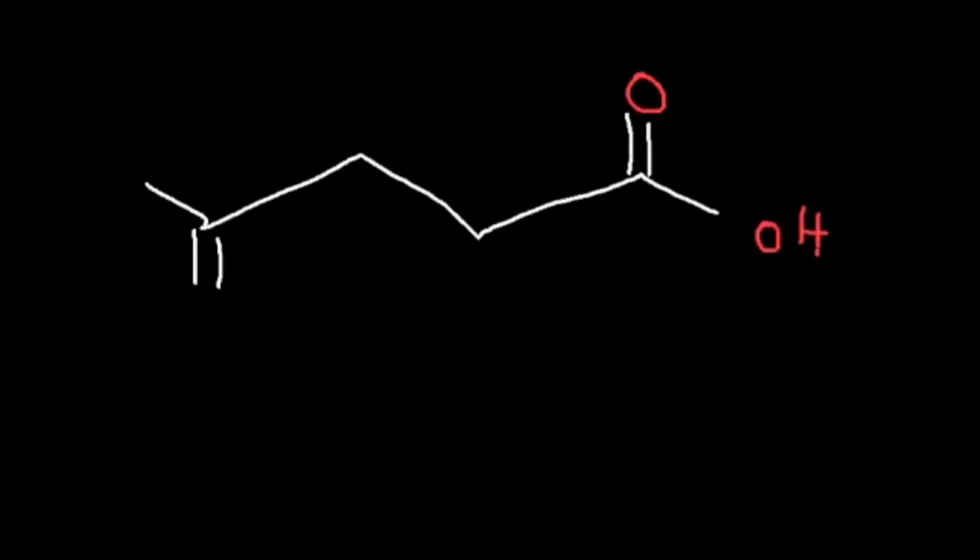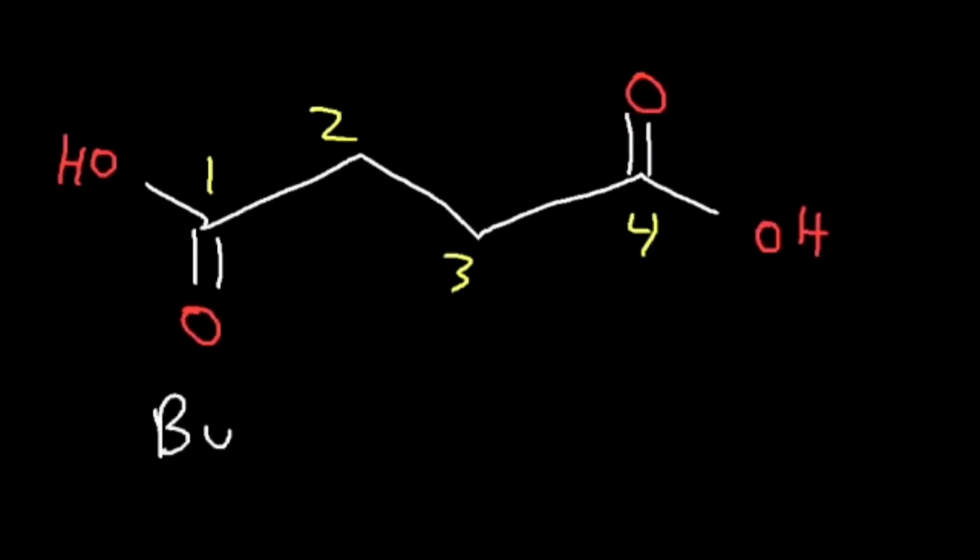Now, what if we have 2 carboxylic acid functional groups in the same molecule? What do we do? So you need to use the word dioic since you have 2 carboxylic acids. But first, identify the longest chain. So it's 4 carbons. This is going to be butane. And instead of saying butanoic acid, it's butanedioic acid.